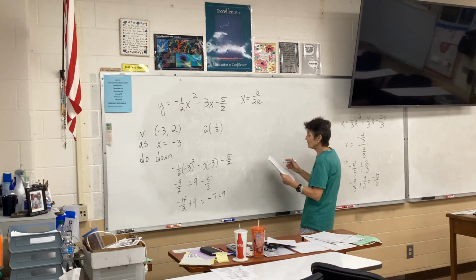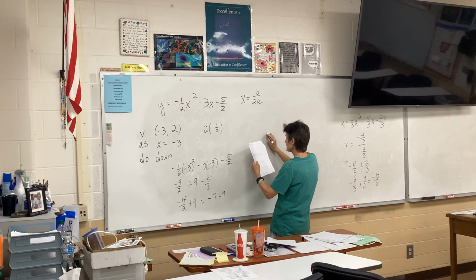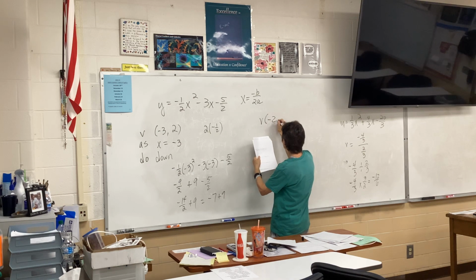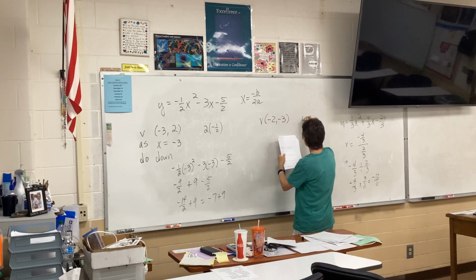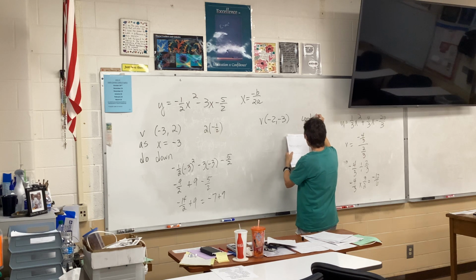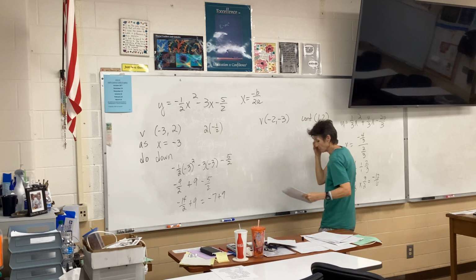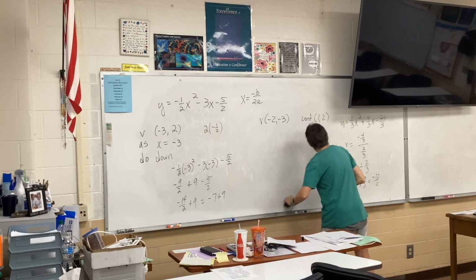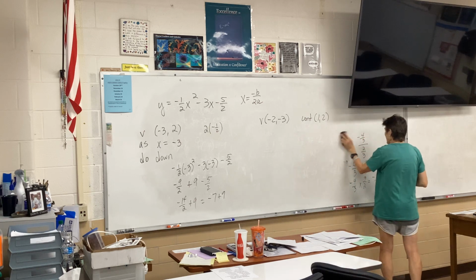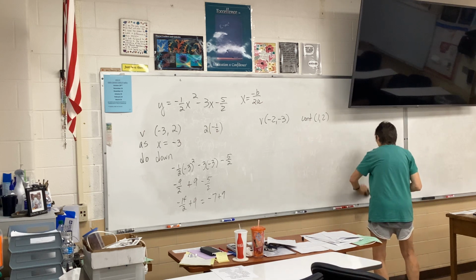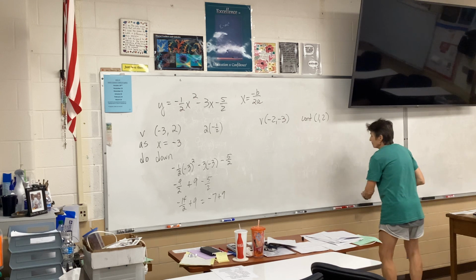All right, so what have we got? We've got a parabola whose vertex is -2, -3, and who contains the point 1, 2. Now, I want to remind you of the problems we did first.